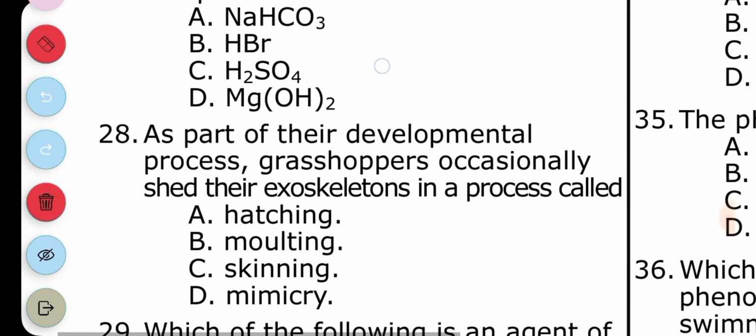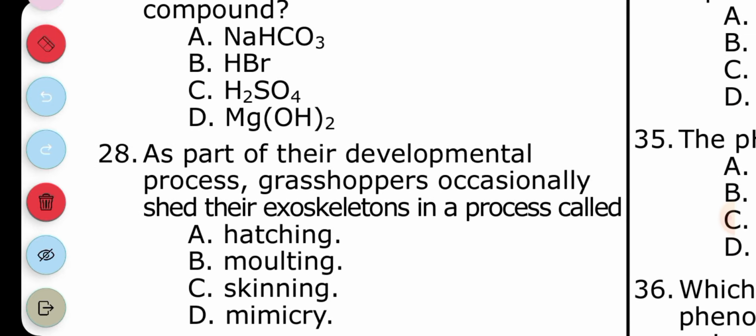28. As part of their developmental process, grasshoppers occasionally shed their exoskeleton in a process called A. hatching, B. molting, C. skinning, D. mimicry. And the answer to question 28 is molting.